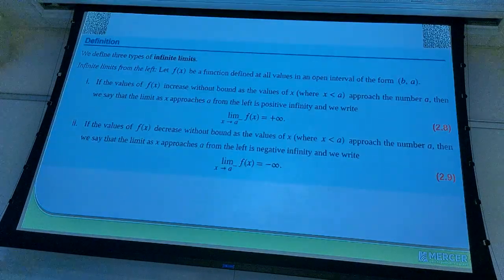And then of course it's also possible that the function is infinite. Either it continues to increase without bound or decrease without bound on either side of a. And that's where we use the notation of positive infinity and negative infinity. Again, important to note, infinity itself is not a value. It's a concept.